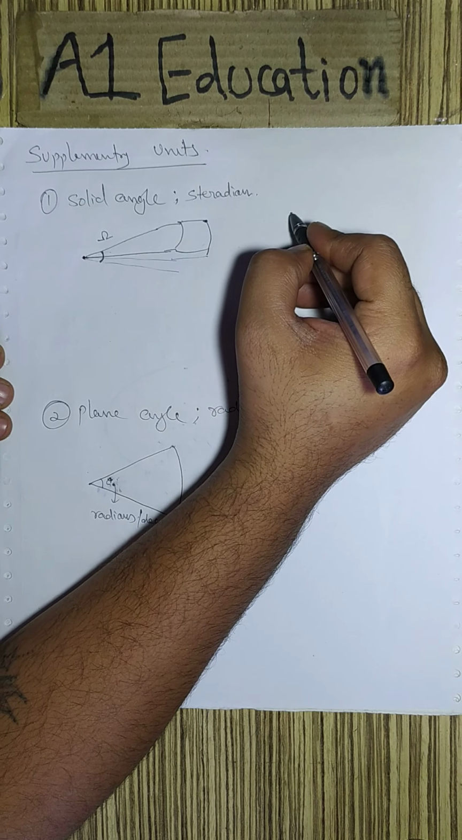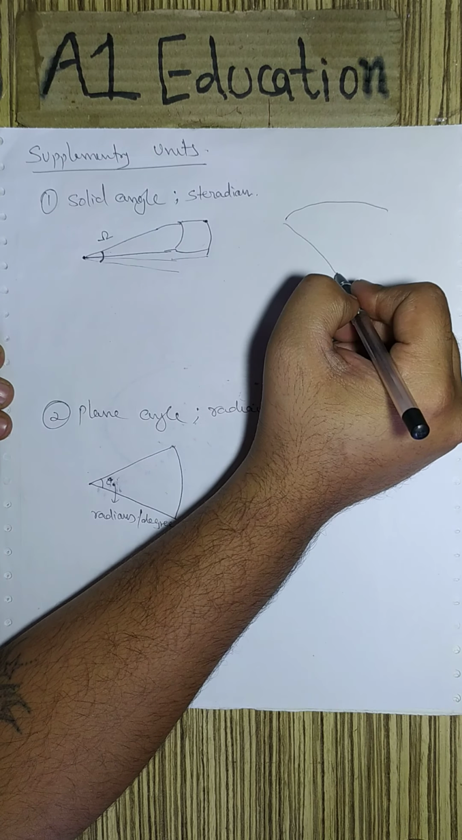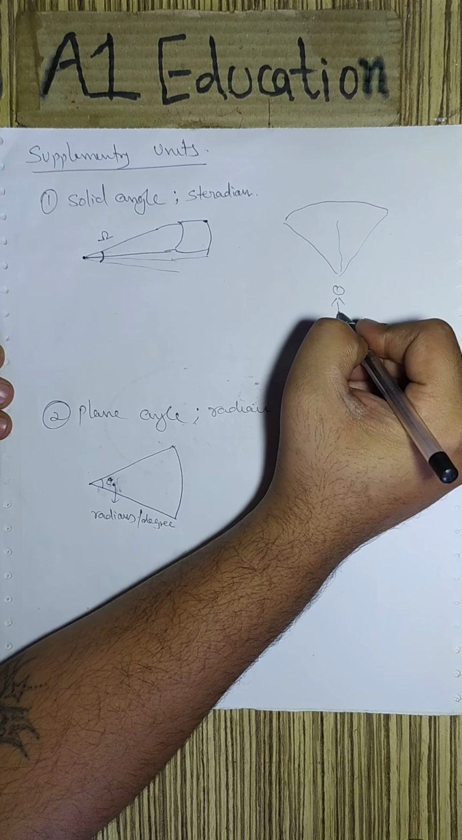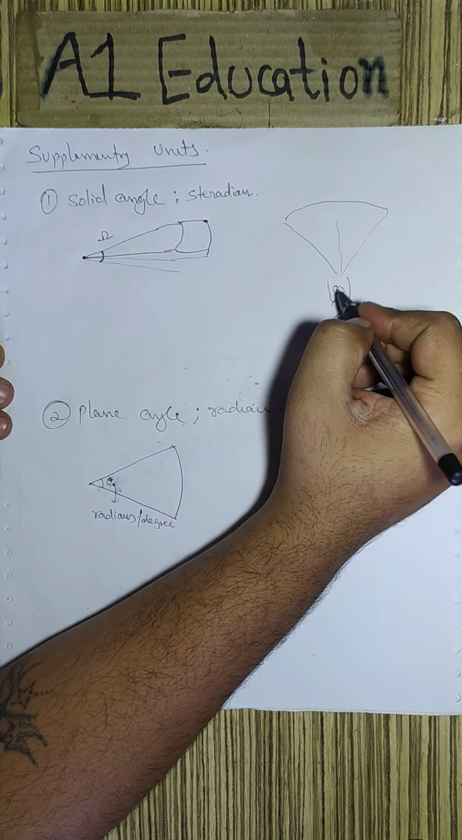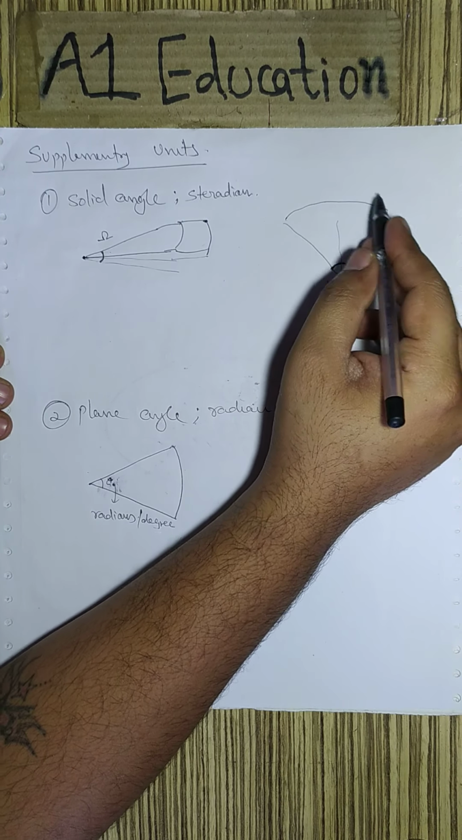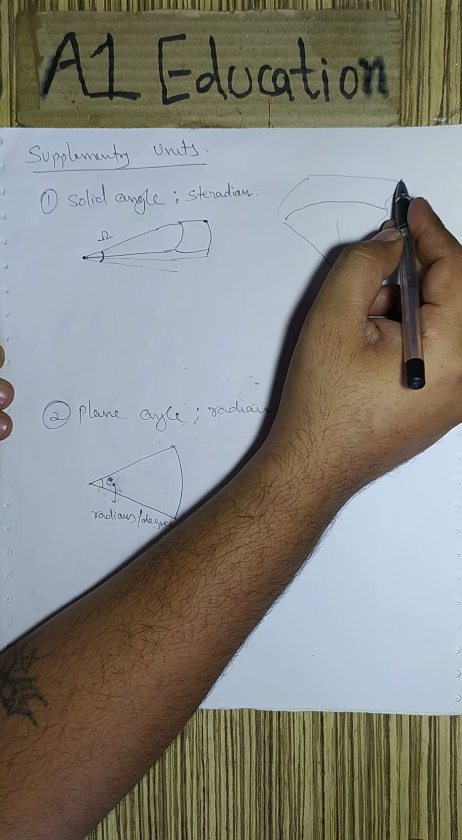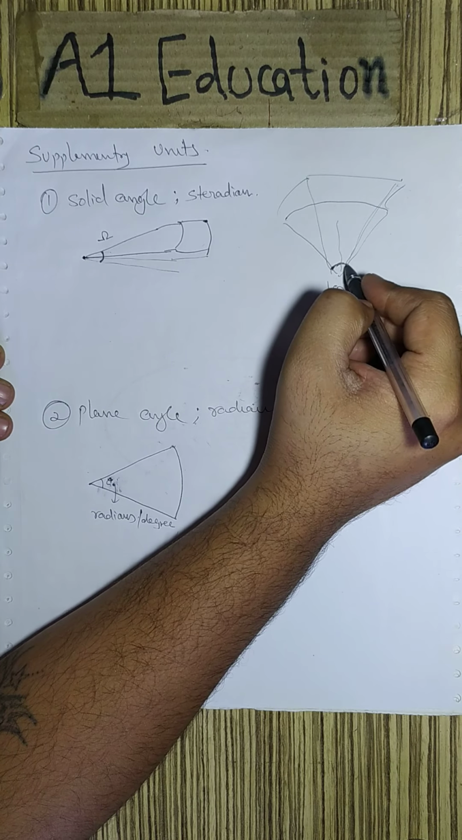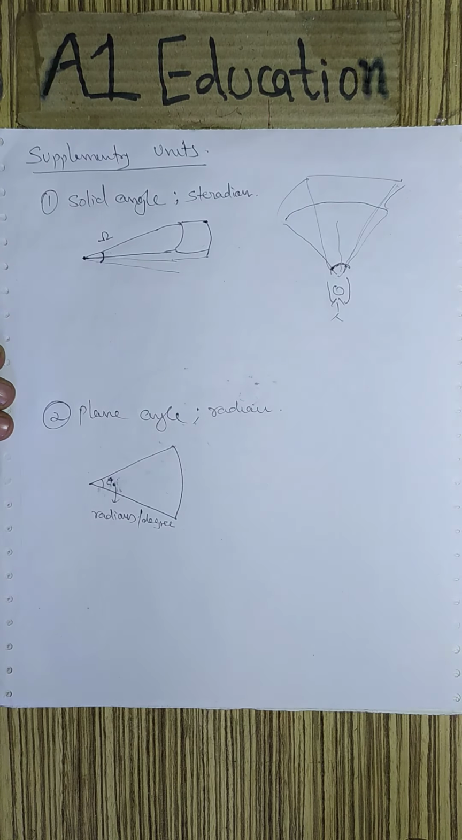Similarly, if you notice the parachute when it drops, maybe with the person, here the angle formed by all the four threads from all the four corners, this angle is called solid angle, steradian. Let us see the definition.